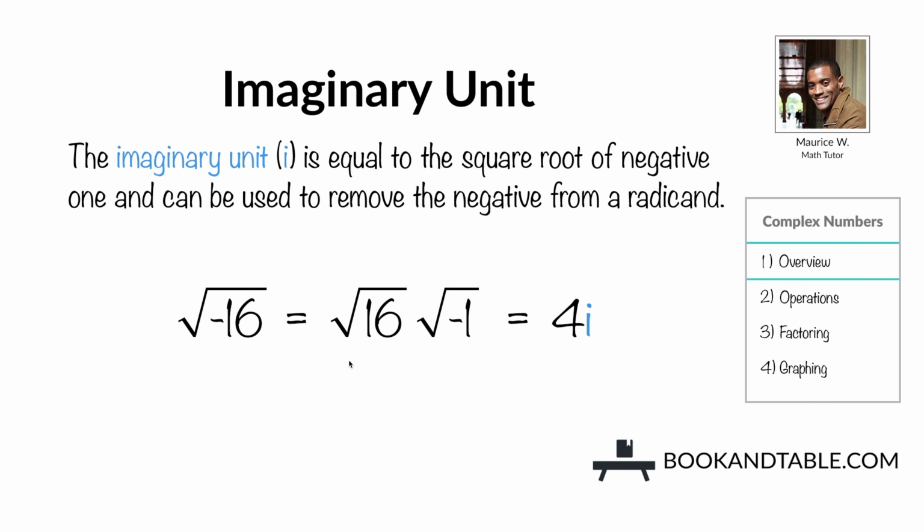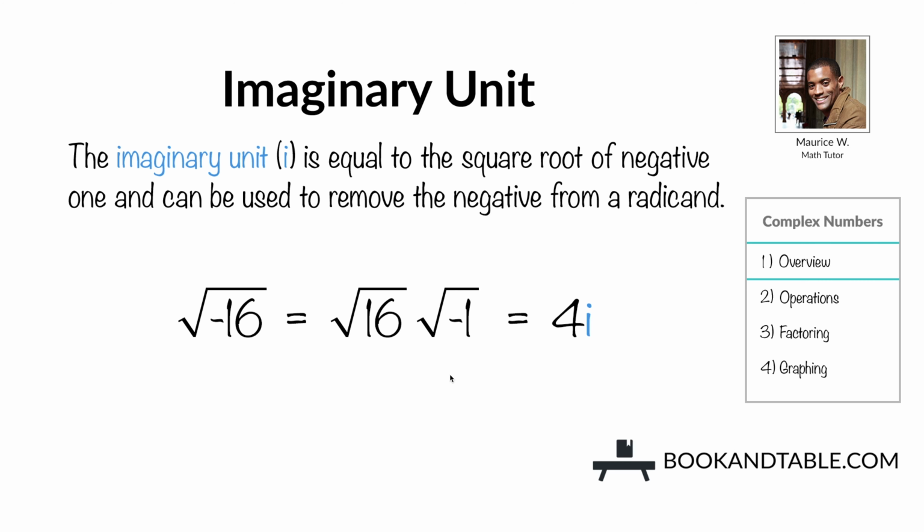Same thing if we had the square root of -16. The square root of -16 is equal to the square root of 16 times the square root of -1. By doing so, we can simplify this radical. The square root of 16 is equal to 4, and the square root of -1 is our imaginary unit i. So we would get 4i.